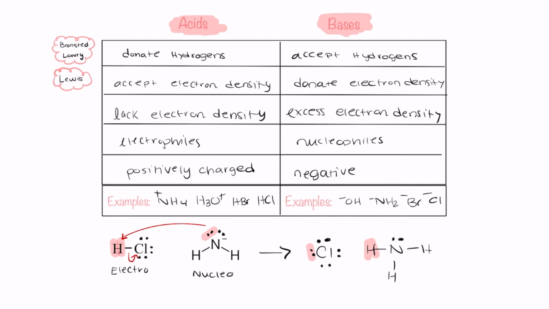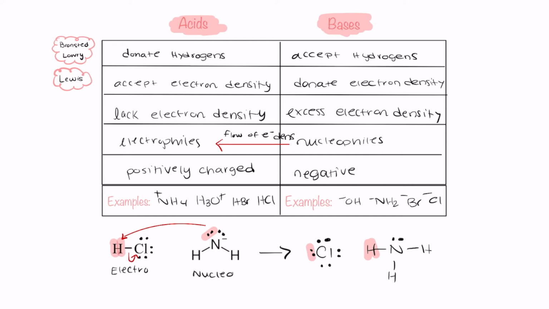So we always show the arrow going from the nucleophile to the electrophile. And the arrow shows you the flow of electron density. That's the direction in which the electron density is flowing. So we never ever draw the arrow going from electrophile to nucleophile because that is wrong. So now it makes sense.